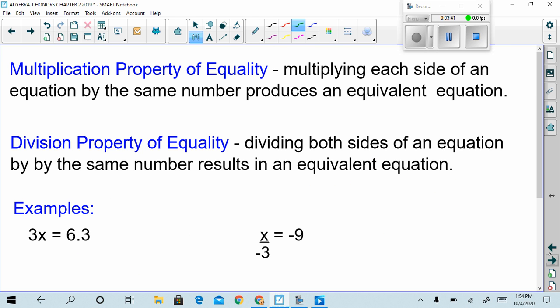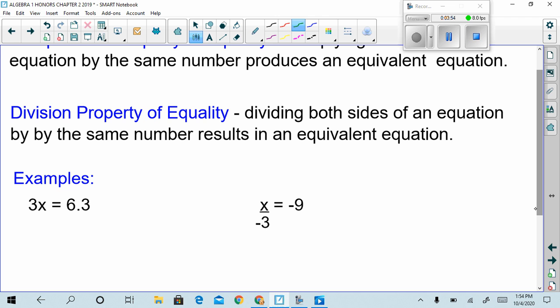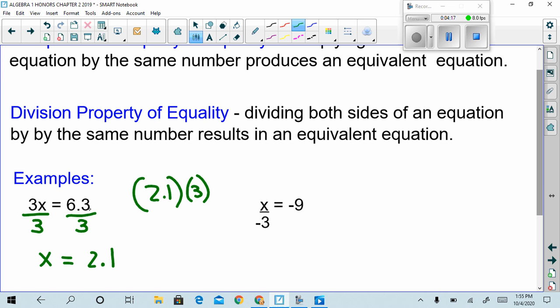Two other properties of equality are the multiplication and the division properties. Multiplying each side or dividing each side by that same number produces an equivalent equation. Two examples to test it out. 3x is equal to 6 3/10 is a multiplication equation. I'm going to use the division property of equality and divide both sides by 3. That's the inverse operation. I'm going to get x is equal to 2 1/10. If I were to take 2 1/10 and multiply that by 3, I would get 6 3/10.